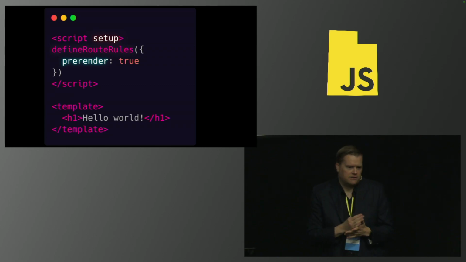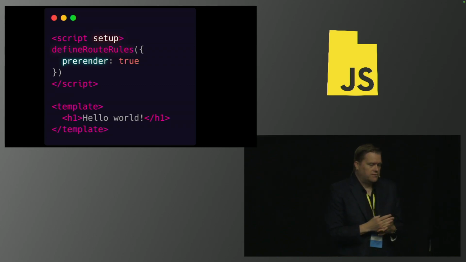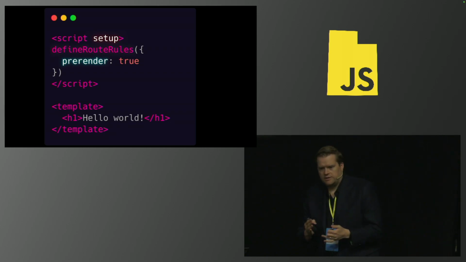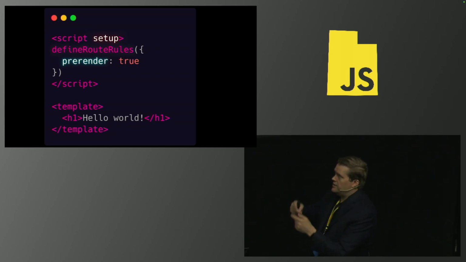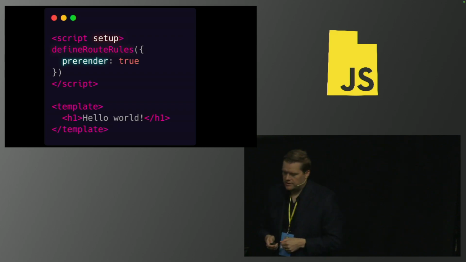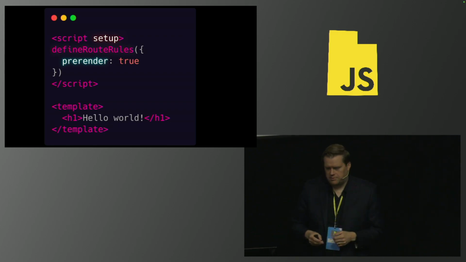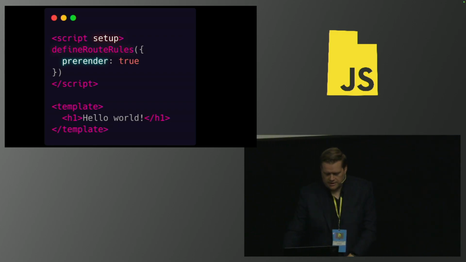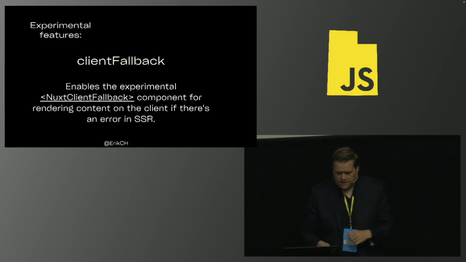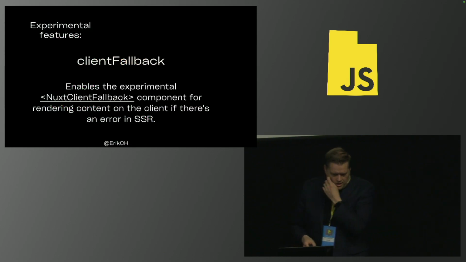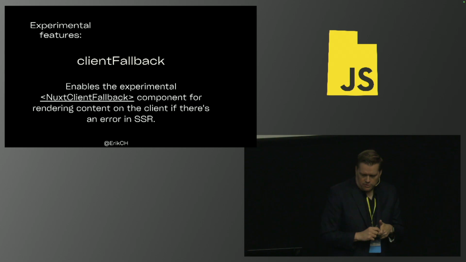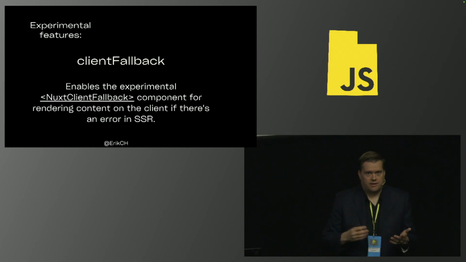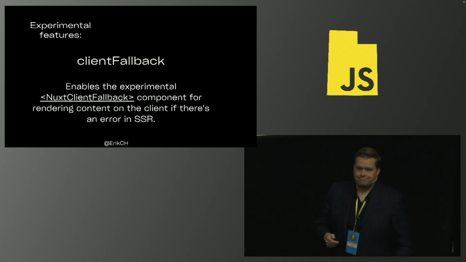You can have some pages render through static site generation, some pages through SSR, some through server components, and you can do all that through this defineRouteRules. There are other ways of doing it, of course, but this is just another experimental feature that they added. Another is client fallback. Sometimes when you're running in SSR mode, there are issues. Now you can have a client fallback to it.